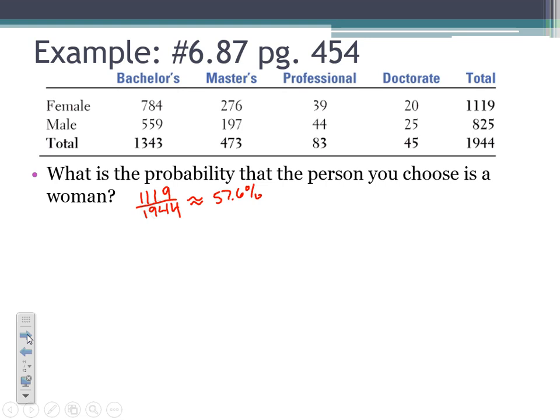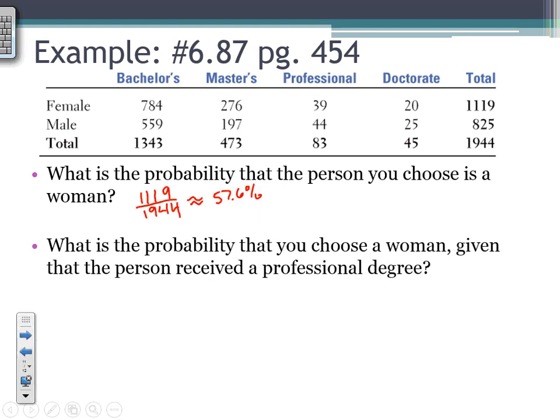Now let's add in the conditional part. So let's change the question. All right, it says, what is the probability that you chose a woman given that the person received a professional degree? Now, once they add in this given statement, that should narrow the scope of what I'm looking at. Think back to our previous problem. I erased everything around what we were given. Well, in this problem, since I'm given that they have a professional degree, that's the only part of the table that I care about. I'm only going to look at these numbers.